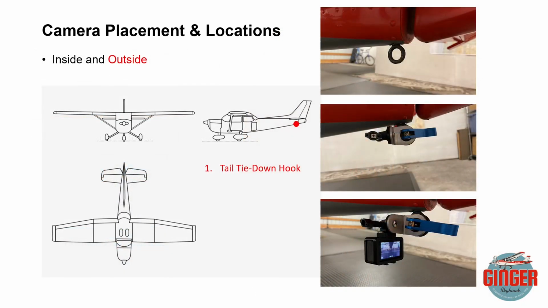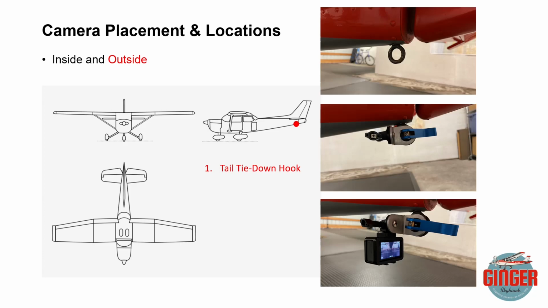So let's talk a little bit about camera placement and locations. And I'm speaking here specifically about what I do on Ginger. Now, you're free to put cameras wherever you like. Keep in mind that you want to have a good, secure mounting location. You want it to be in a place that will not interfere with control surfaces in any way, where you're also not going to drop a camera and potentially harm someone or property on the ground.